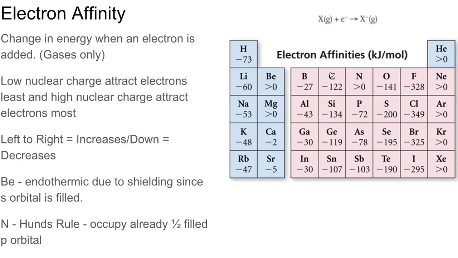Electron affinity. This is the change in energy when an electron is added, but this is only in gases. And so we can see that the more nuclear charge, or the more that they want electrons, the electron affinity is going to be higher. And it's going to be lower over here when the effective nuclear charge is lower. So we can see that it's going to increase going to the right, and it's going to decrease going down. And we can see here the same exceptions that we're seeing before. And again, that's because over here with the s and the p orbital, and over here with Hund's rule and the p orbital.